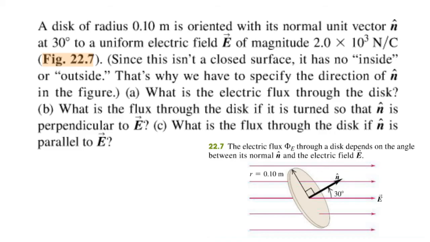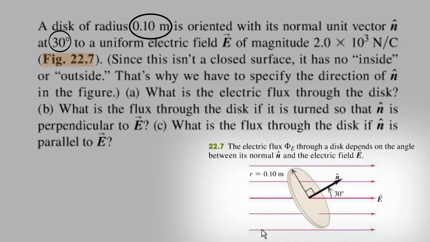So the problem we are trying to solve is that we have a disk with a radius of 0.10 meters that is oriented with the n-hat vector at an angle of 30 degrees above the electric field. As you can see in the image on the bottom right, the electric field is pointing to the right, and the n-hat vector has an angle of 30 degrees, so the disk has that angle.